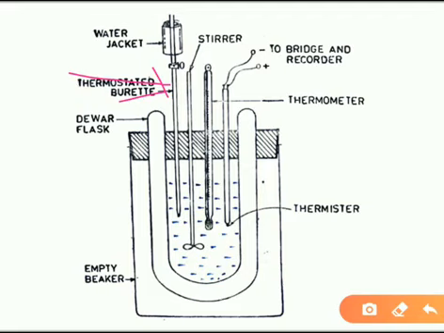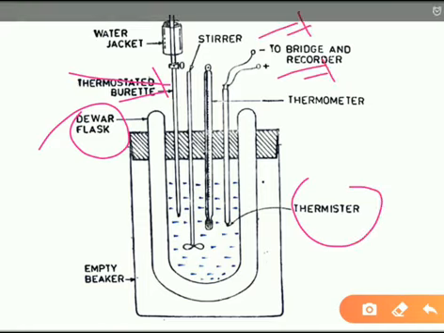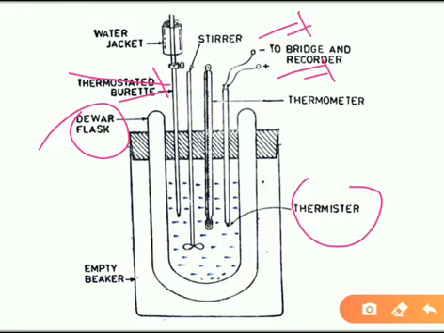And we have another major part in this. The second one is the Dewar flask, and another one is the thermistor bridge set. This is called the thermistor bridge set. Here we have the positive and the negative terminal in this bridge. We shall connect this to the recorder. The changes occurring due to the reaction will be recorded by the recorder. So these are the major parts in the instrumentation of thermometric titration.